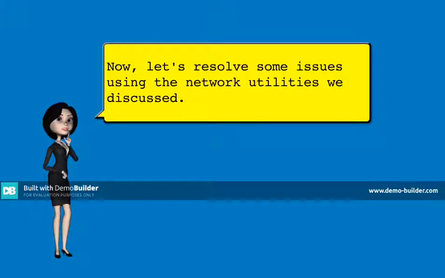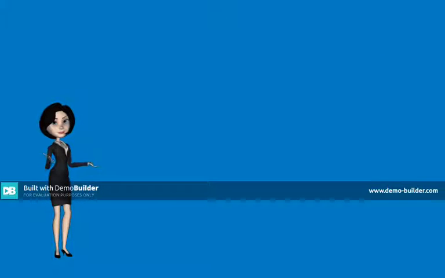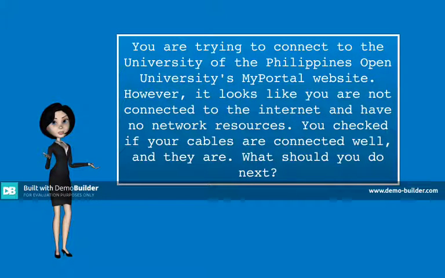Now, let's resolve some issues using the network utilities we discussed. You are trying to connect to the University of the Philippines Open University's My Portal website. However, it looks like you are not connected to the internet and have no network resources. You checked if your cables are connected well, and they are. What should you do next?